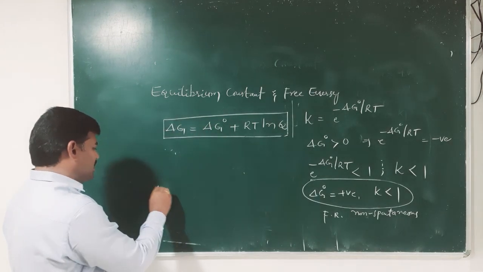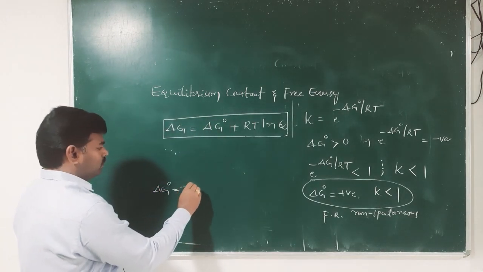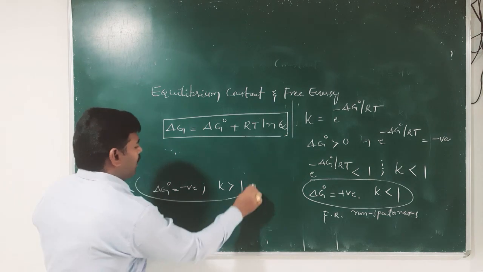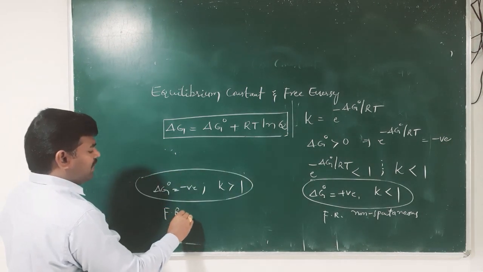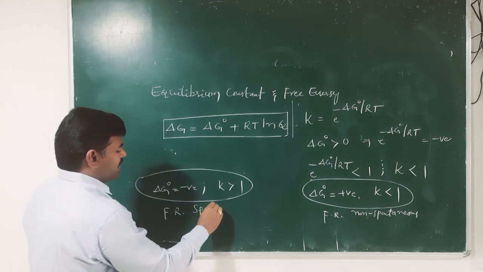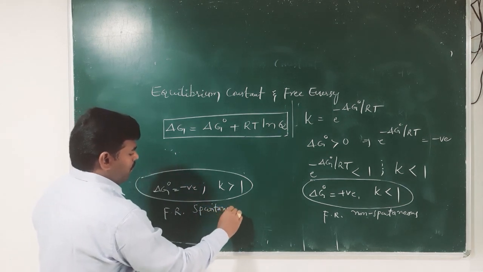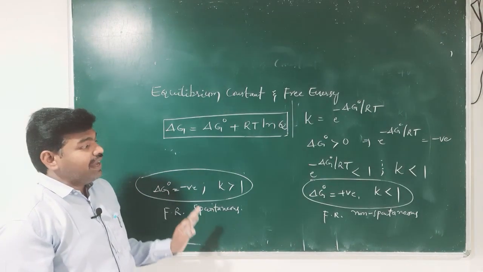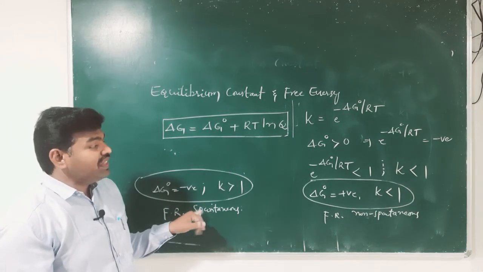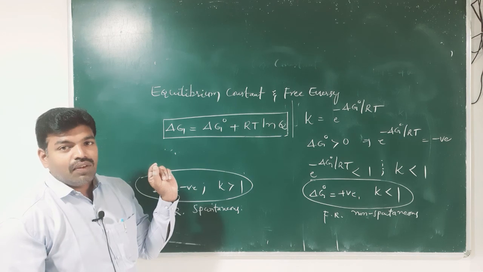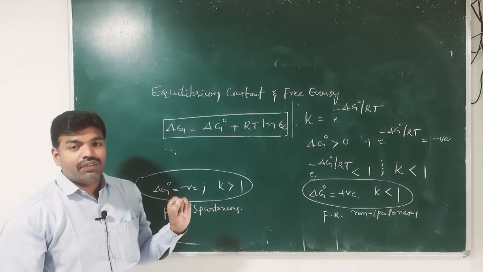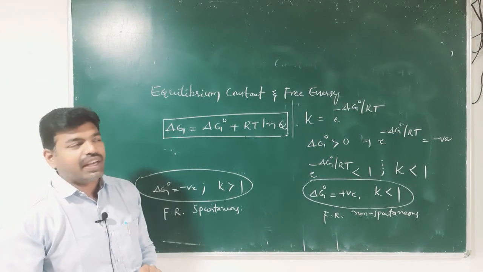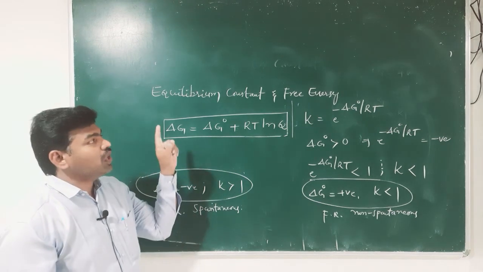and when delta G naught is negative and K greater than 1, that means that the forward reaction is spontaneous. So, by the values of equilibrium constant and by the values of delta G, we can say whether the forward reaction is spontaneous or non-spontaneous. Okay. So, these are the relations between equilibrium constant and free energy.